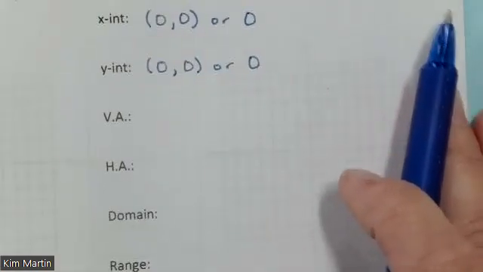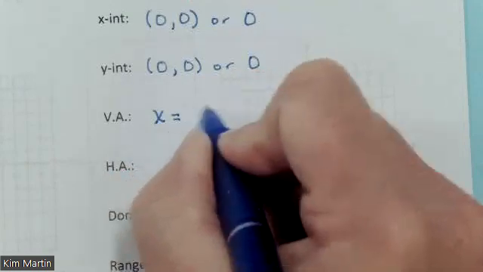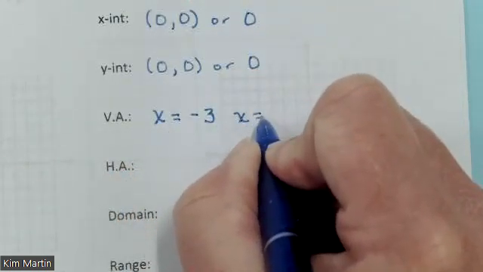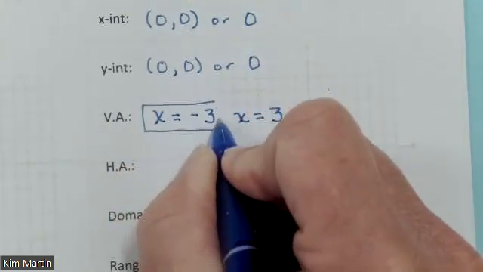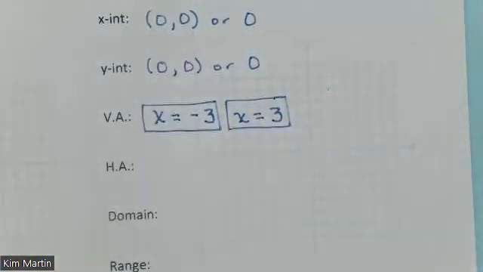I want to tell you this though. If you have two vertical asymptotes, I need to see two equations of lines. It needs to be separate. It doesn't need to be x equals -3, 3. I want two separate lines. These aren't solutions. These are actually equations of lines. And if you have two lines, you need two equations.